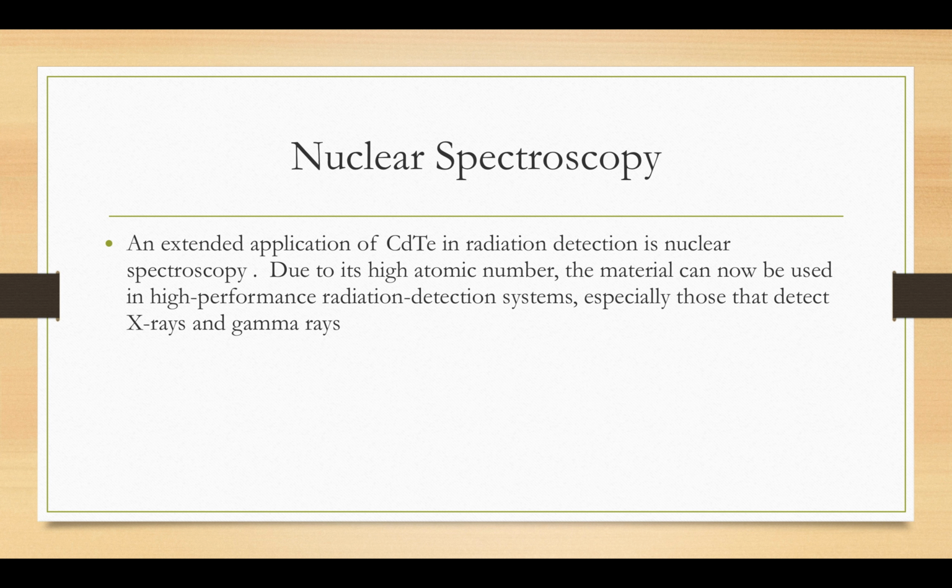Nuclear spectroscopy. An extended application of cadmium telluride in radiation detection is nuclear spectroscopy. Due to its high atomic number, the material can now be used in high-performance radiation detection systems, especially those that detect X-rays and gamma rays.